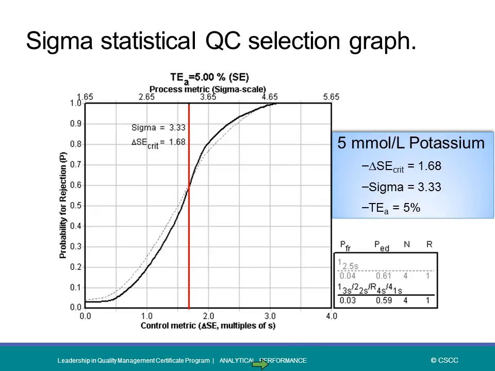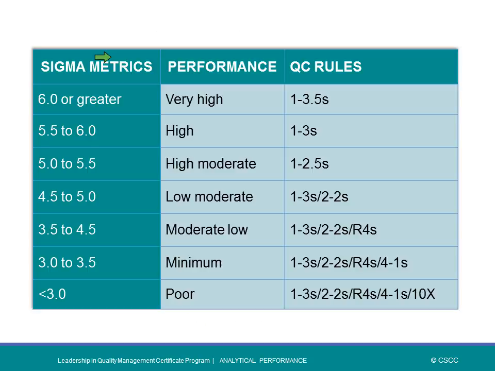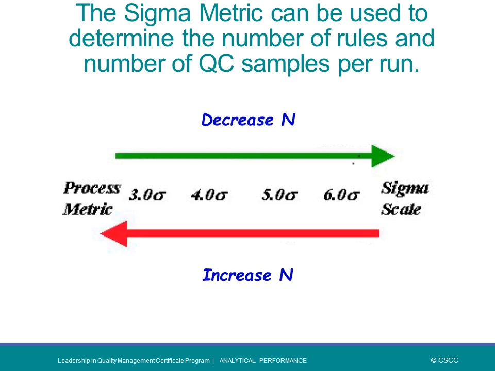So just to recap on that point, as sigma decreases, so does the level of performance of the assay, and the number of QC rules that are typically required to assure quality must increase if we're to detect medically significant errors. Likewise, as the sigma metric decreases, the number of QC challenges should also increase in order to increase the power for error detection based on those sigma metrics.